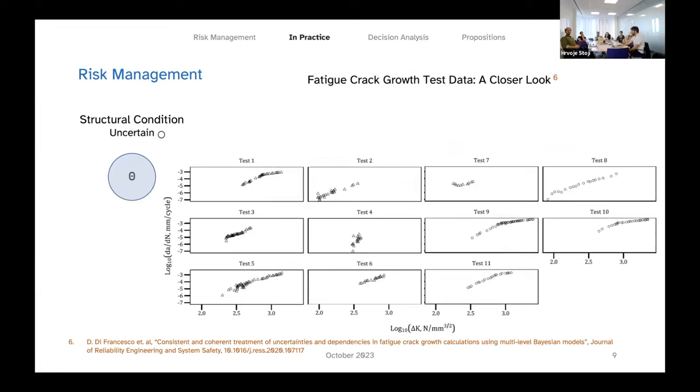But then I found out that this test data was actually an aggregation of lots of different tests. And this was important because these tests were done under slightly different conditions. They didn't all have the exact same material or load ratio and a few other properties. But I guess at the time when this analysis was performed, they just threw it all together. And that has the effect of you lose the ability to account for the variation between the tests.